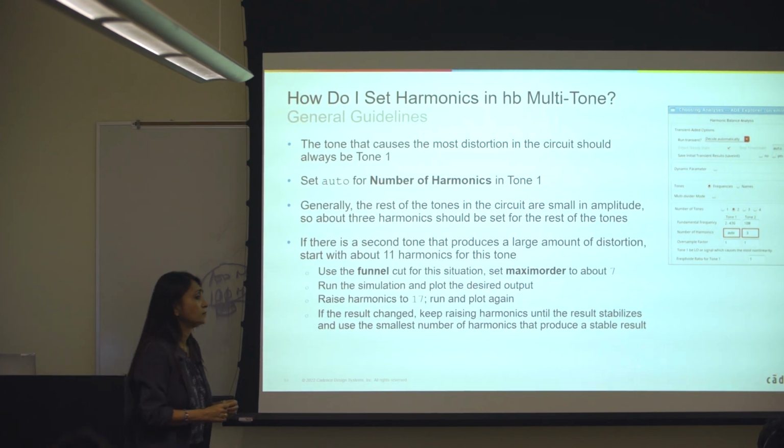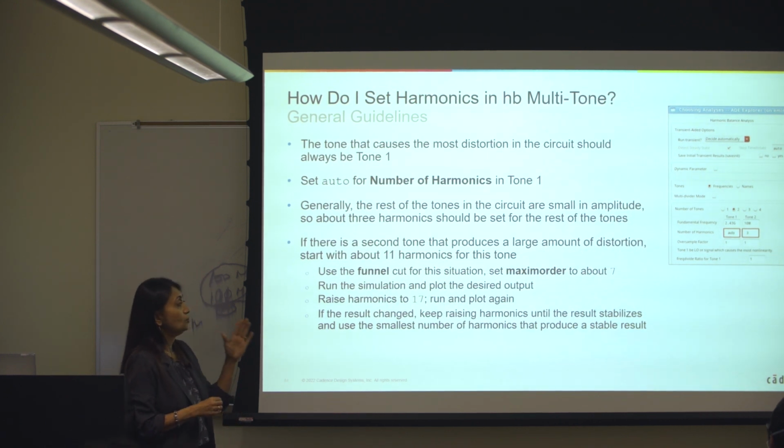Yes? So can we use auto for both tones if the tones are of equal importance? Usually the recommendation is use auto for the first one, but specify a number for the second one.